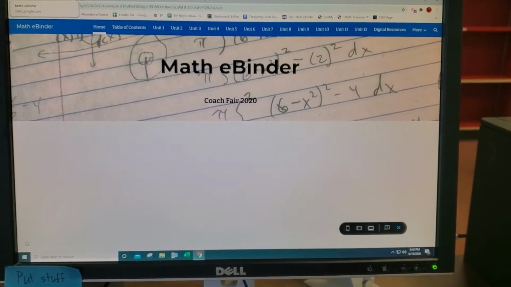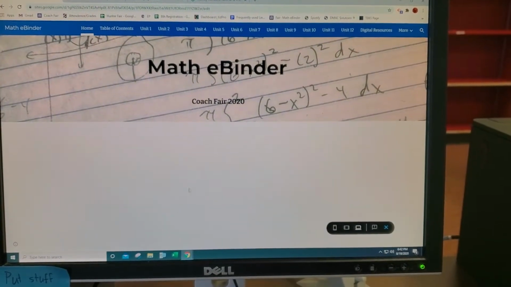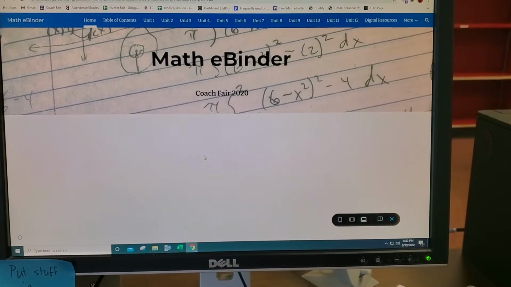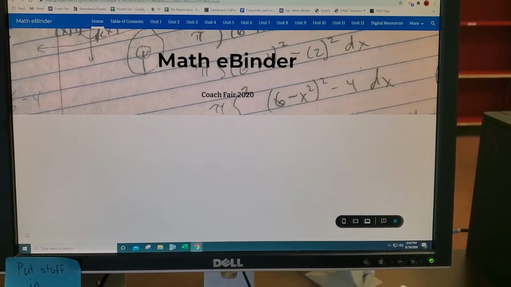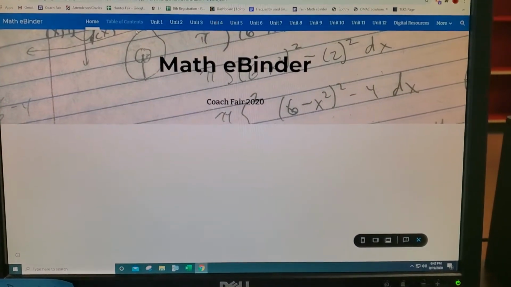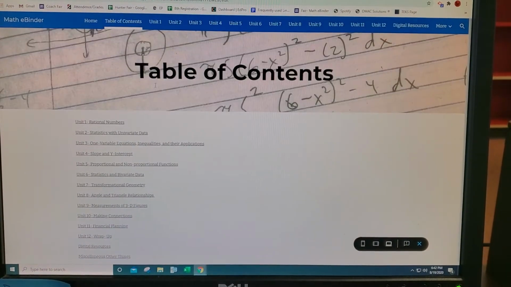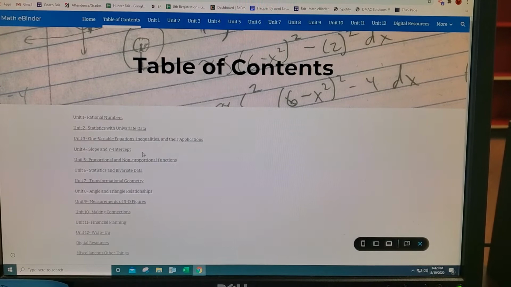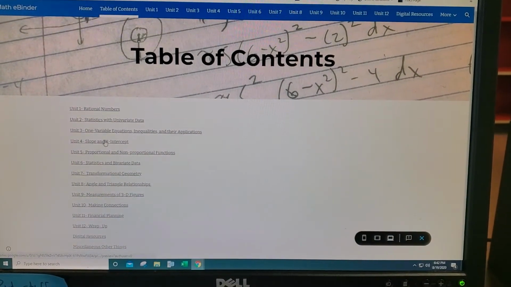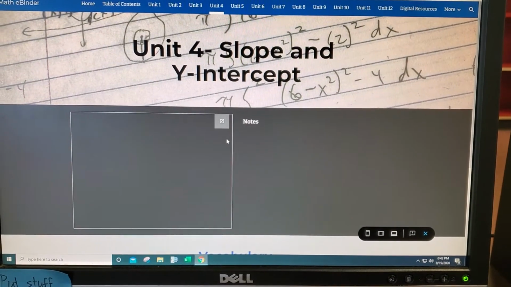It's a math eBinder. This whole homepage right here is left blank for you to be able to put your name, to decorate it, and all that stuff. You can do that on your own time in a little while. On the table of contents, it's got all of the units we will be having. You can click any of them and it will take you to that unit page.